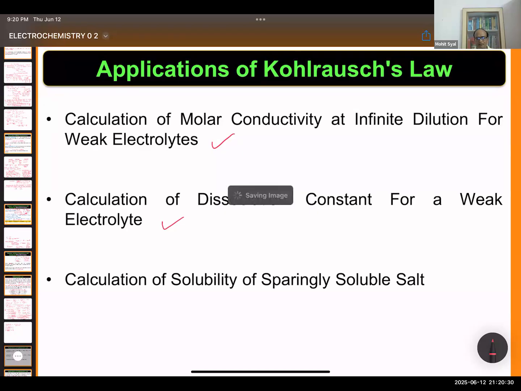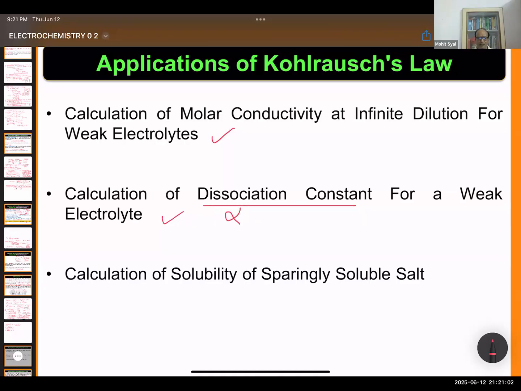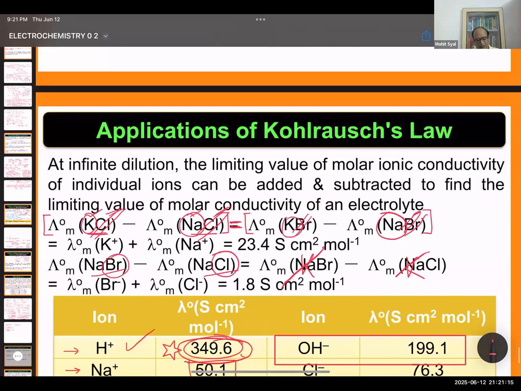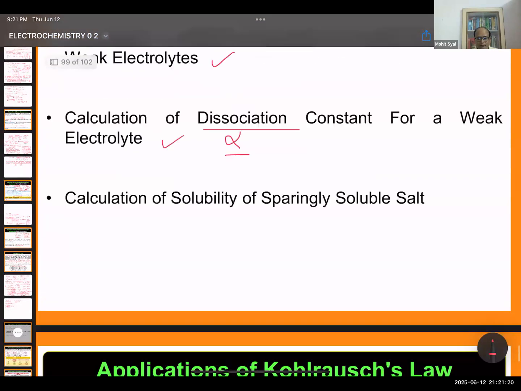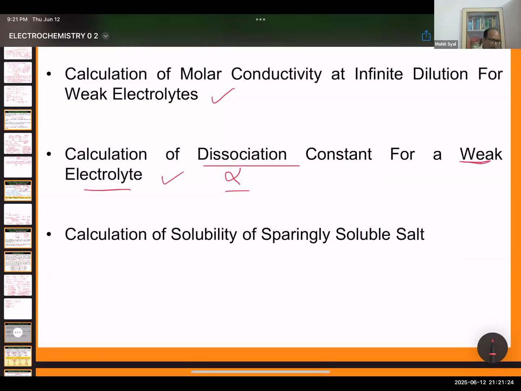I can calculate alpha. What do you mean by degree of dissociation? Degree of dissociation means out of 1 mole, what fraction is dissociated. That is called alpha. If 50% is dissociated, alpha is 0.5. If 10% is dissociated, alpha is 0.1. So with the degree of dissociation alpha, finally I can calculate the dissociation constant. It is a matter of concern only for weak electrolytes like acetic acid and ammonium hydroxide. It is not a concern for NaCl or KCl because alpha is 1 and they are 100% dissociated.